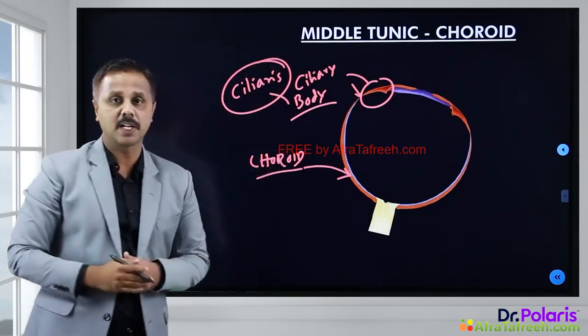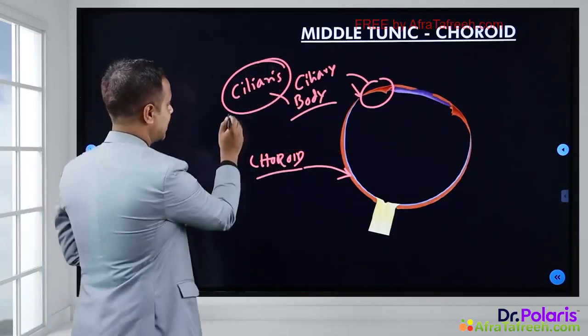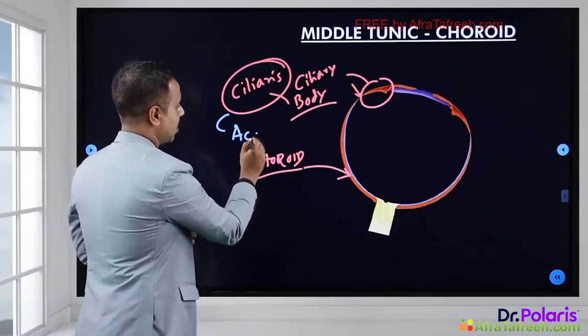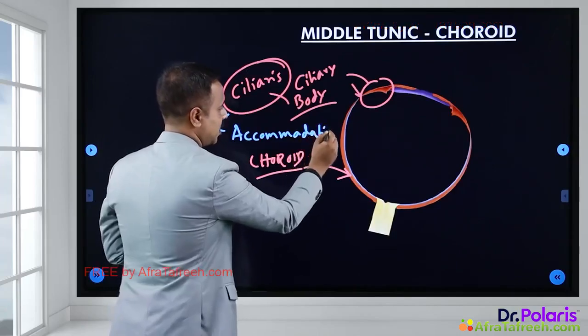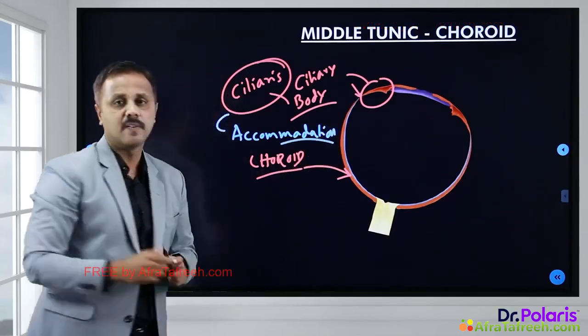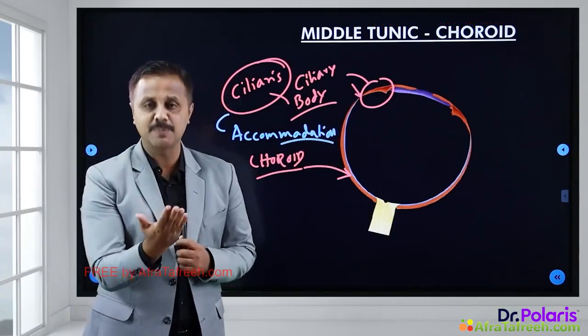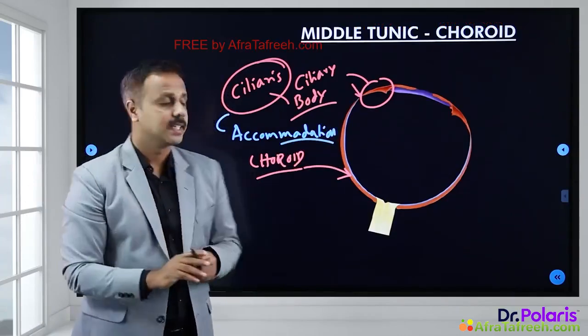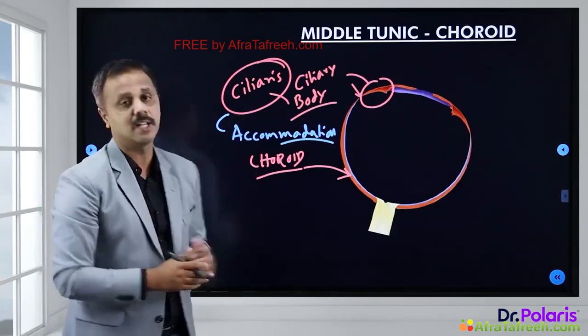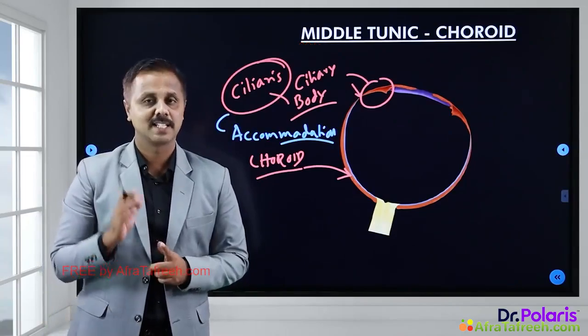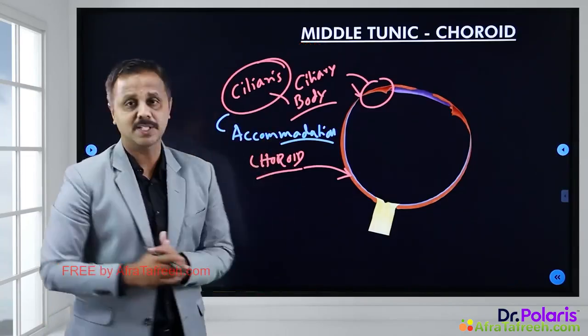Why this muscle is important? Remember, this is the muscle which is responsible for the accommodation reflex. What do we mean by accommodation? Whenever you want to read the objects which are close to you, right? The accommodation is very essential. And accommodation, one important muscle bringing this accommodation is ciliarus. This is about the ciliary body.